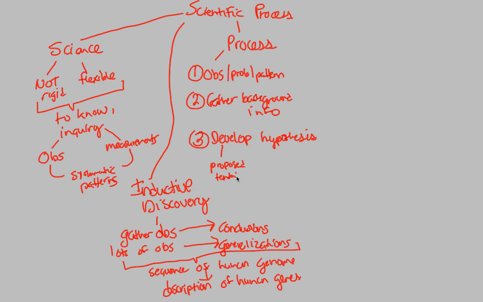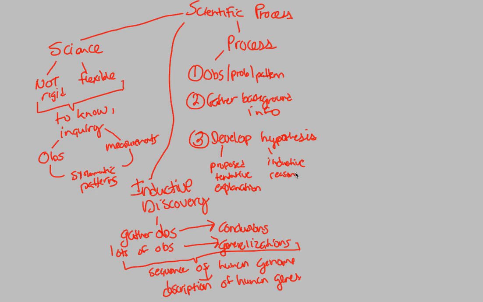tentative. What does tentative mean? It means not stable, not the same. It can change. Remember, science is not rigid, it's flexible. There it is. Proposed tentative explanation. This is a better way, in my opinion, of saying educated guess. It's a proposed tentative explanation. It's built via inductive reasoning.